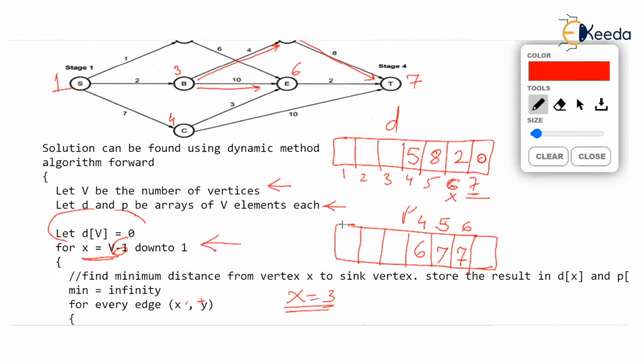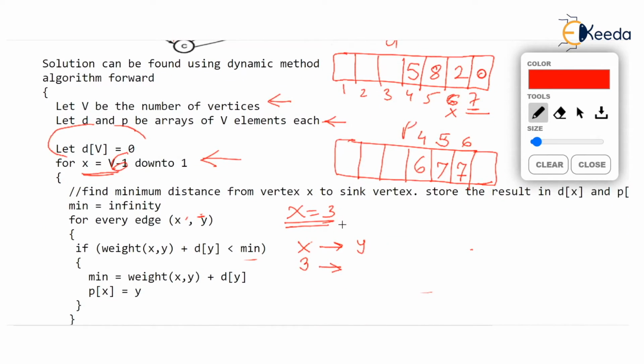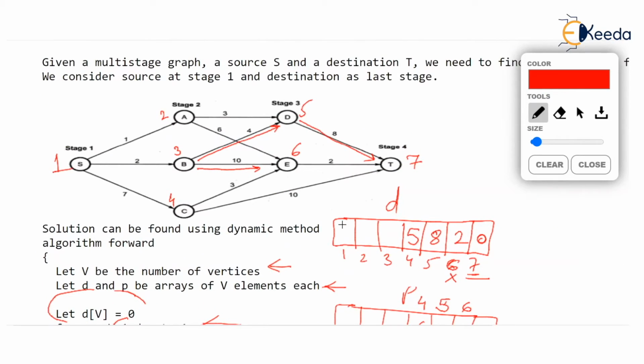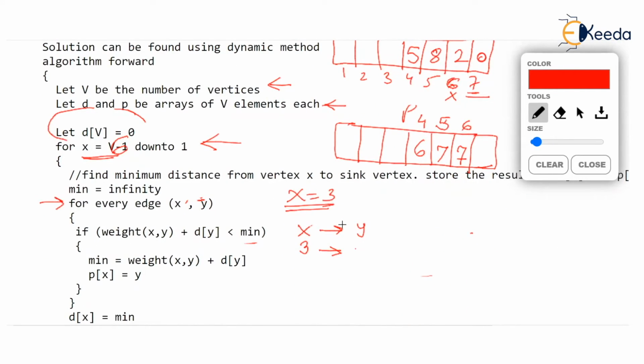That means we are going to consider these two edges because it's written for every edge x comma y. So we have 3 to 5 and 3 to 6, isn't it? We have these two edges, 3 to 5 and 3 to 6. And for each of these combinations, we find out what is the value of weight of x comma y plus dy. So what should be here? Weight of 3 comma y, isn't it? I'll write w3 comma y, weight of 3 comma y plus d phi because y is phi here.